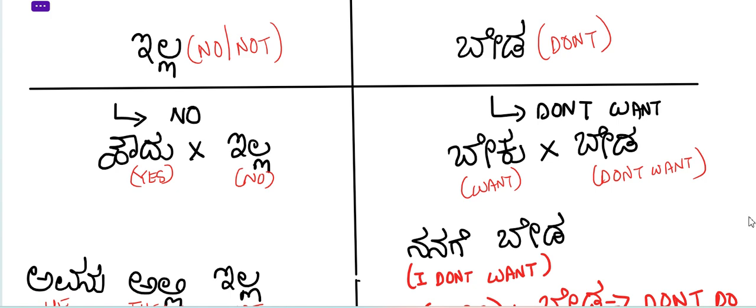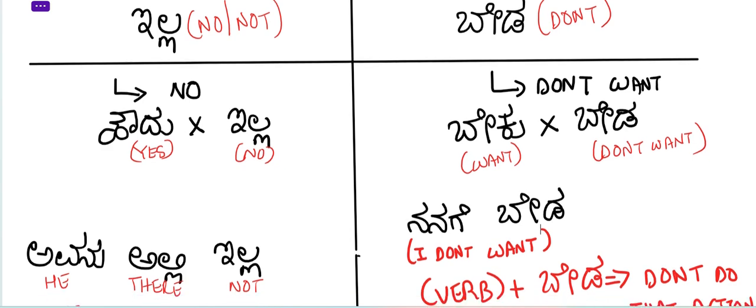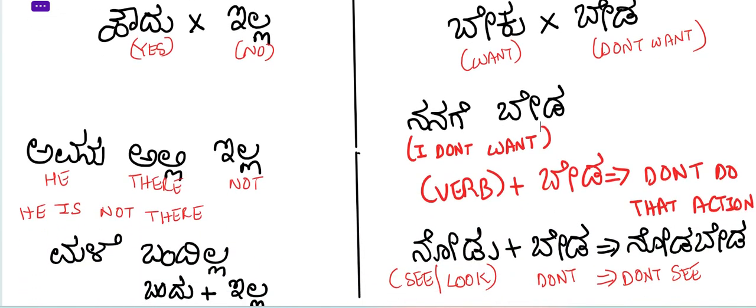So let's just look at a sentence for example, then it becomes a little easier to understand. So here for illa I've just given a simple sentence. Avanu alli illa. Avanu is he, alli is there, illa is not. So it means he is not there. And here, if I say nanage beda, means I don't want. You can also say avanige beda. It means he doesn't want.